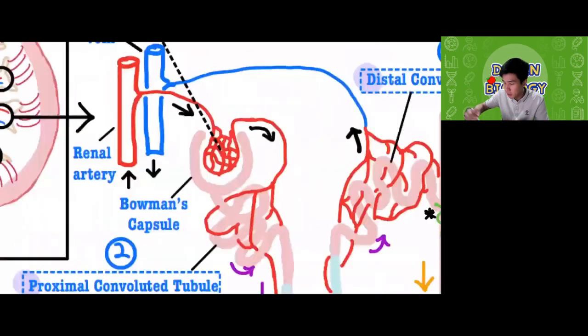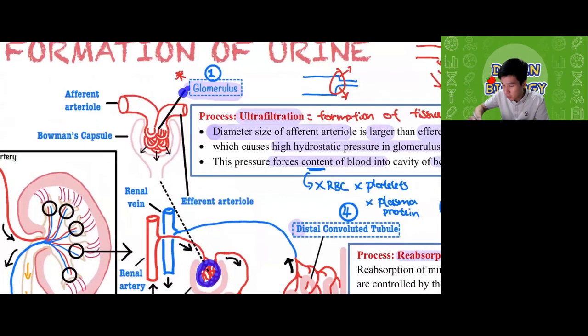Here, see this, they are pointing at this one, right? So this one must say glomerulus. Here, point for you already, one. Okay, glomerulus inside the Bowman's capsule. So this is the part where sometimes you all will get confused. So they ask you to label C carefully, okay?